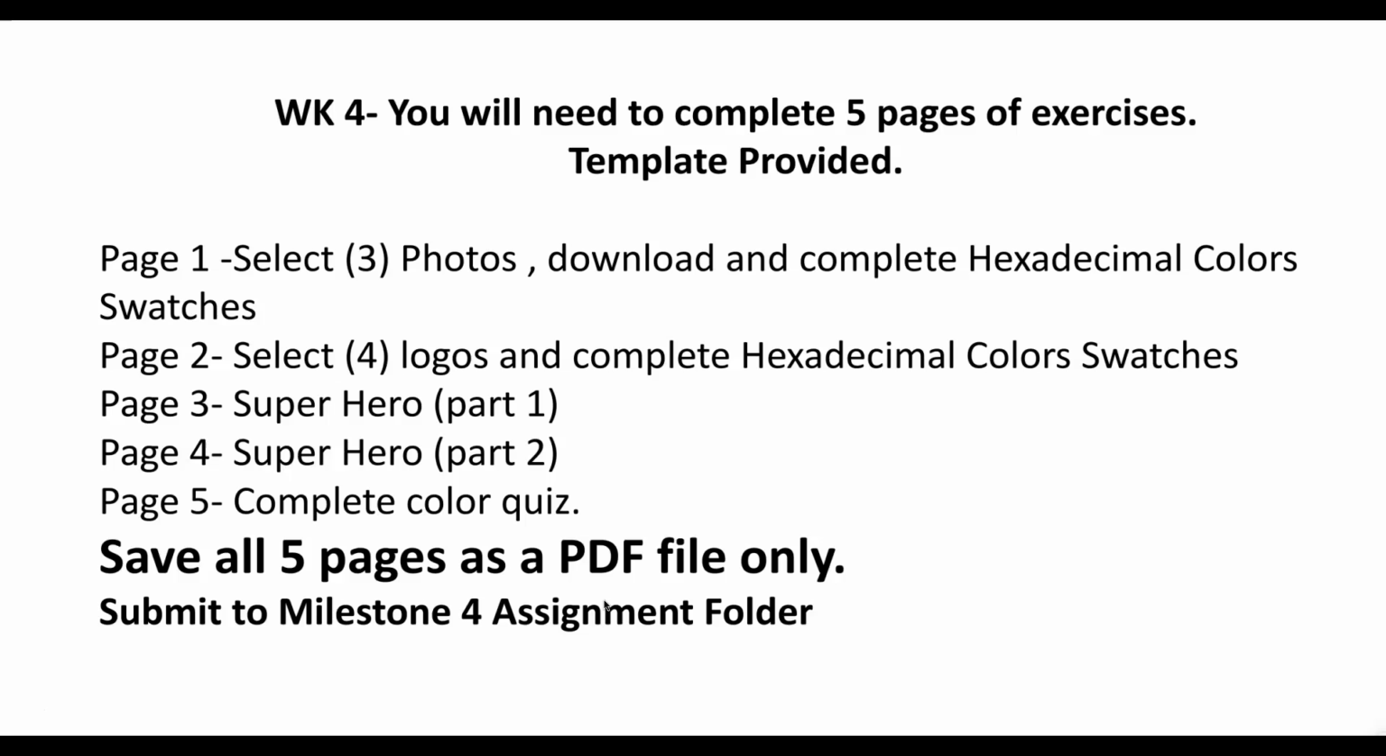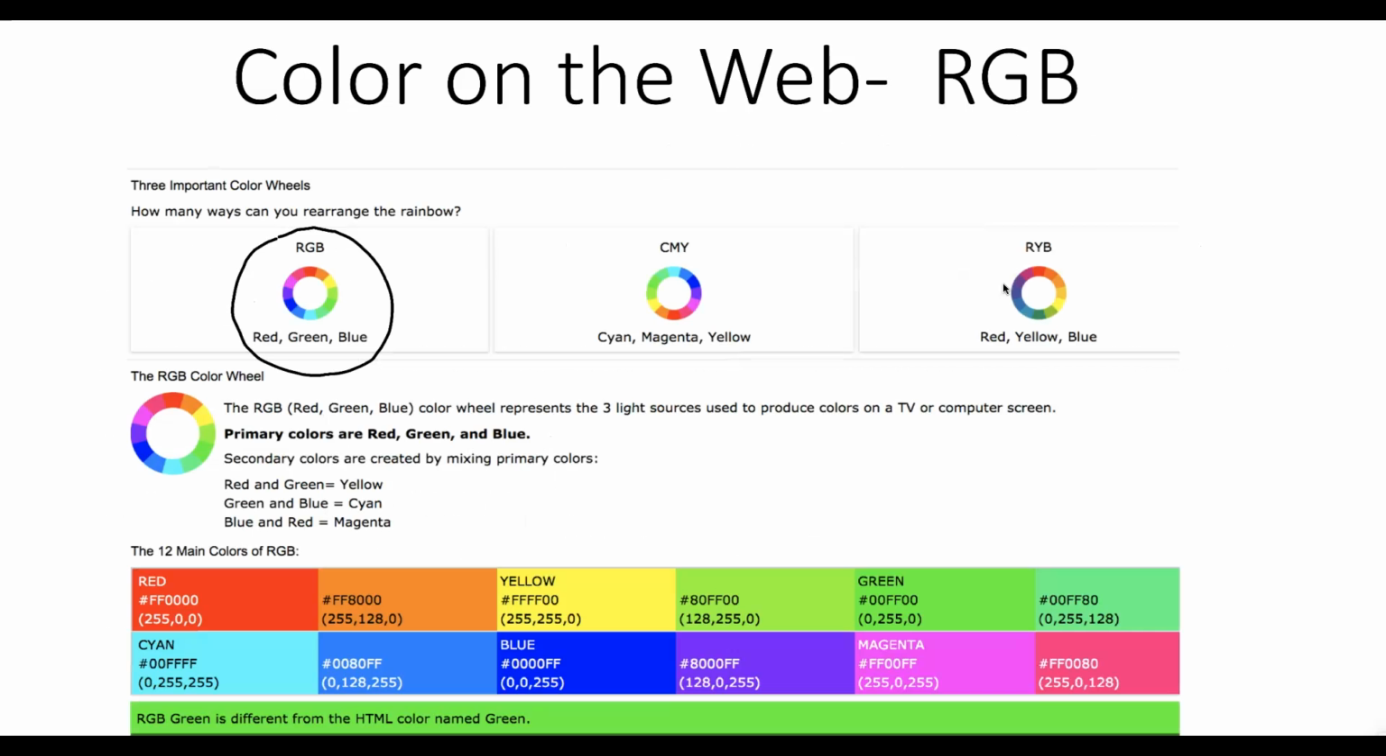You're going to have 5 pages. I am going to have templates for you. Pretty quickly, page 1, you're going to select 3 photos, download them, and pull out the swatches and identify the hexadecimal colors, and we'll get into that. Page 2, you're going to select 4 logos and do the same thing. Page 3 and 4 is a 2-part superhero project. I think it's really interesting, and I think you'll have a lot of fun. And the last one is to complete a color quiz. All of this has to be turned in as a PDF. If you do not, I cannot see your images. They will not link up, okay? So let's go real quick.